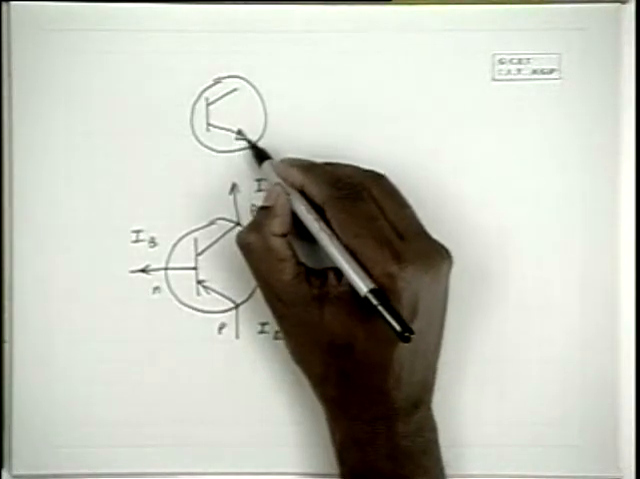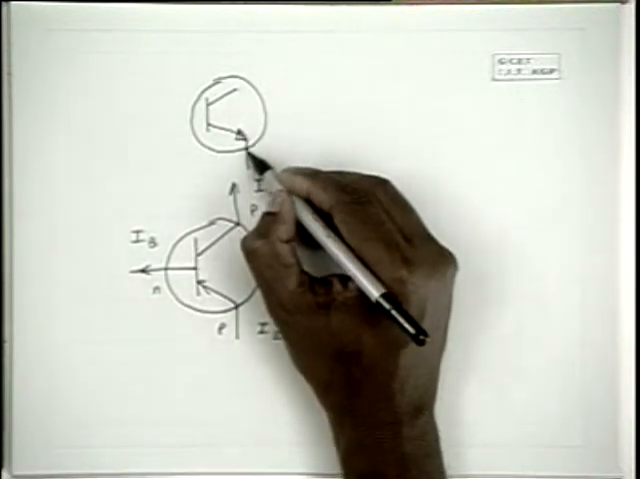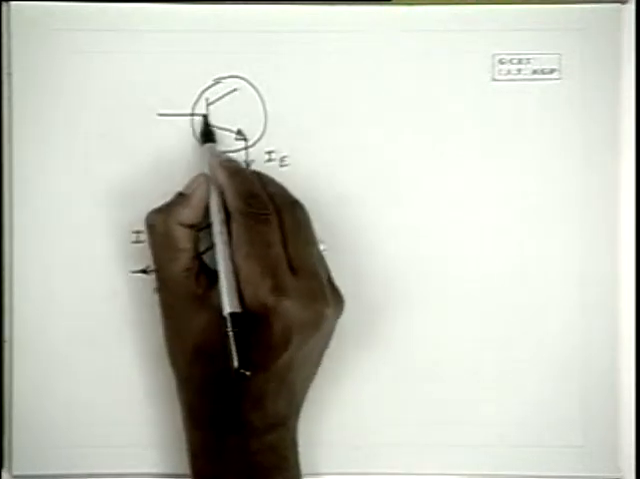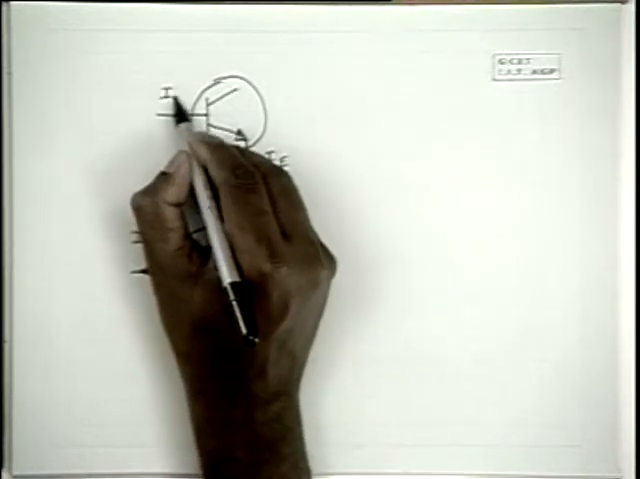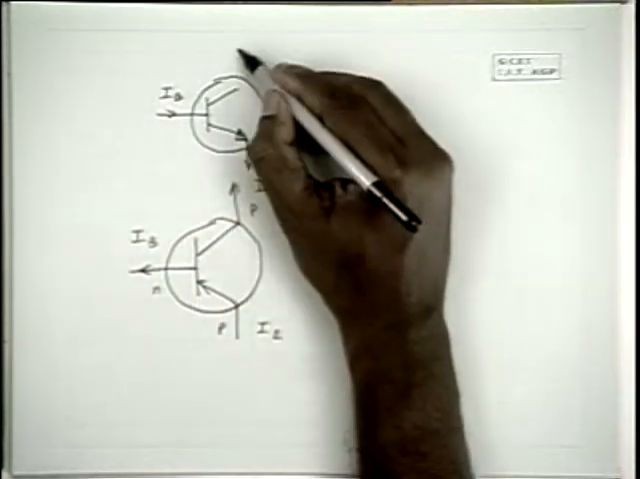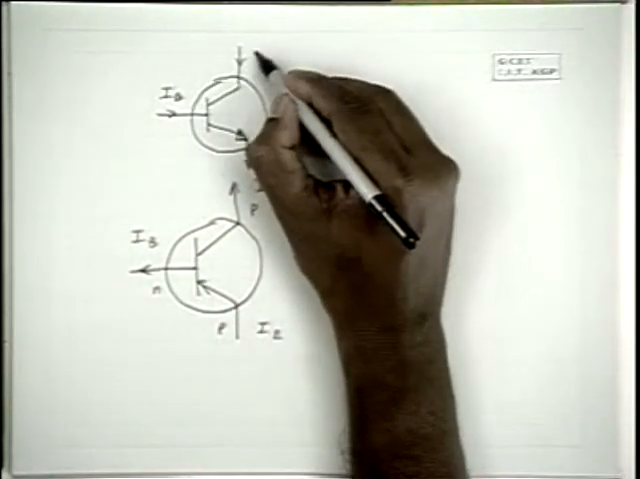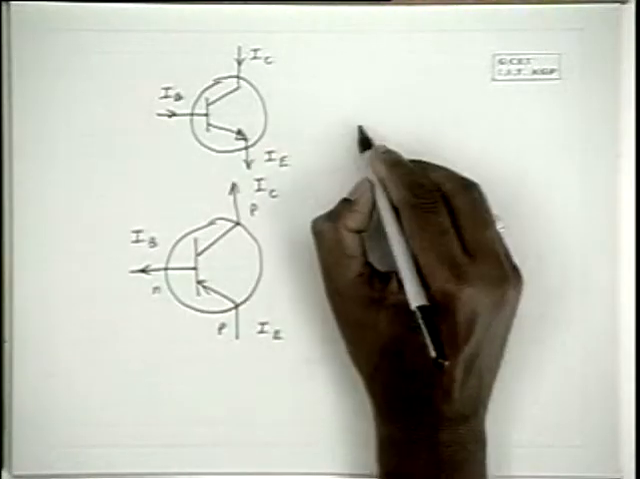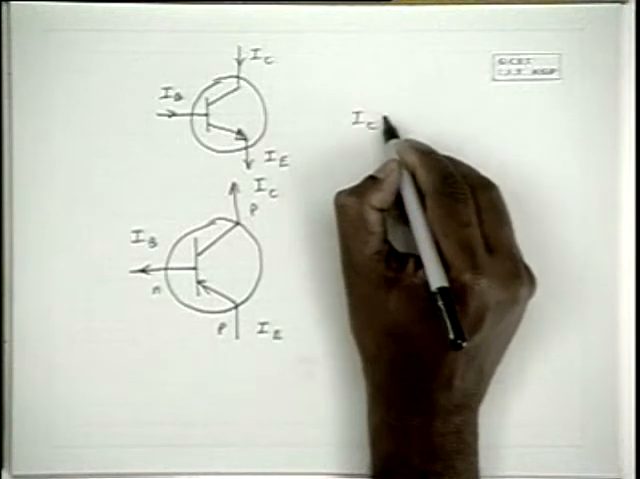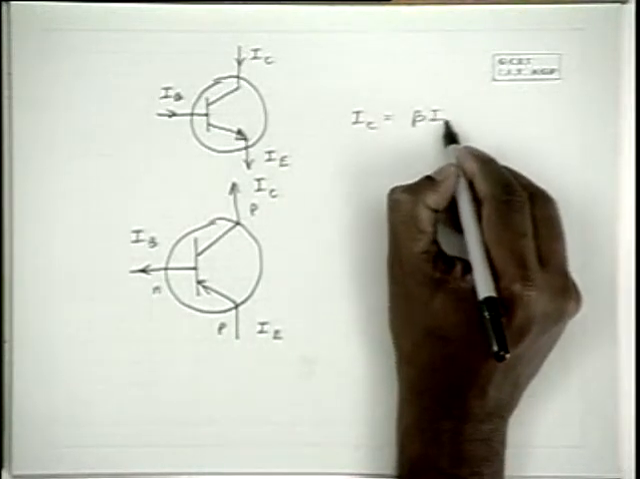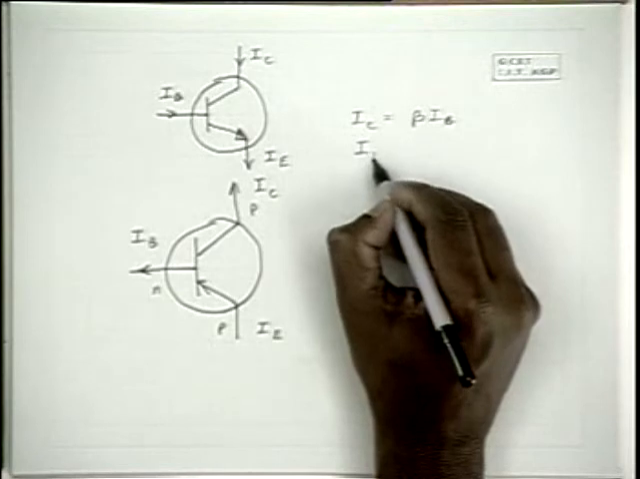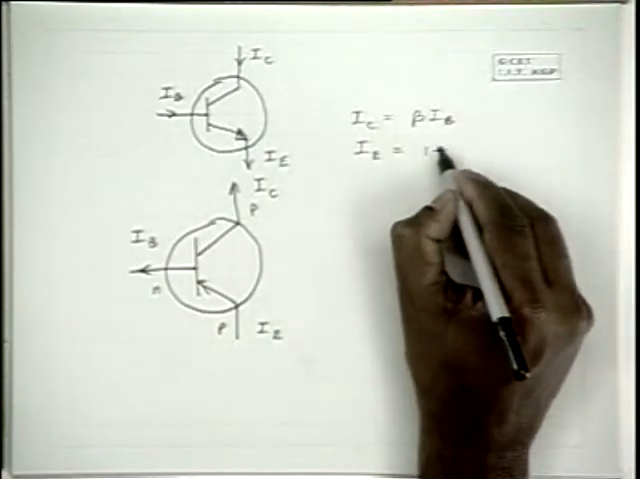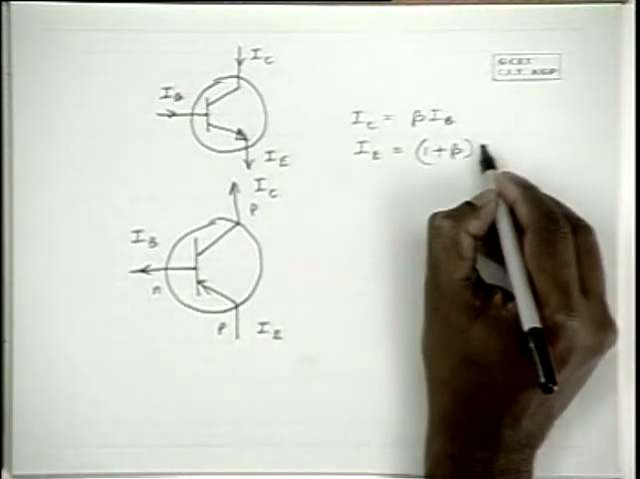In the case of an NPN transistor, actual IE goes out here. This is IE, and this is equal to IB, which actually goes in, and IC which actually goes in. And this IC is beta times IB, and IE is naturally IC plus IB. Therefore, IE is equal to 1 plus beta times IB.